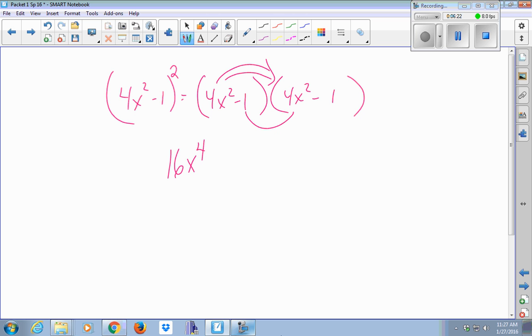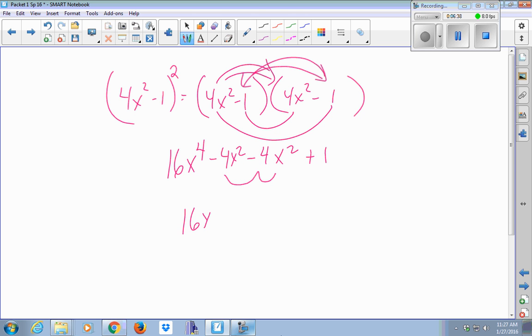You have your middle term, which is negative 4x squared. You have your outer term, which is another negative 4x squared. And then you have your last terms, -1 times -1, which is plus 1. These two you can combine because they're like. So you get 16x to the fourth, negative 4x squared and another negative 4x squared is negative 8x squared, plus 1. Okay, any questions on that?